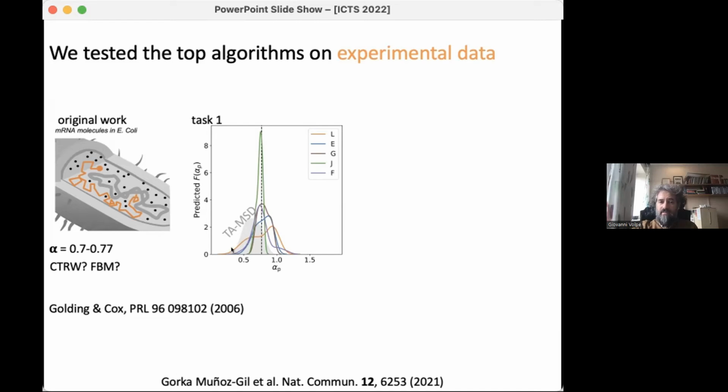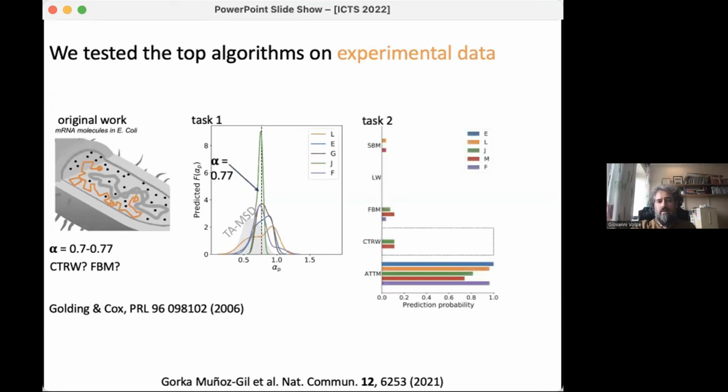But notice here that if you use the time average mean square displacement, you will get this gray histogram, which is off the actual value claimed by the authors, which is a nice result in itself.